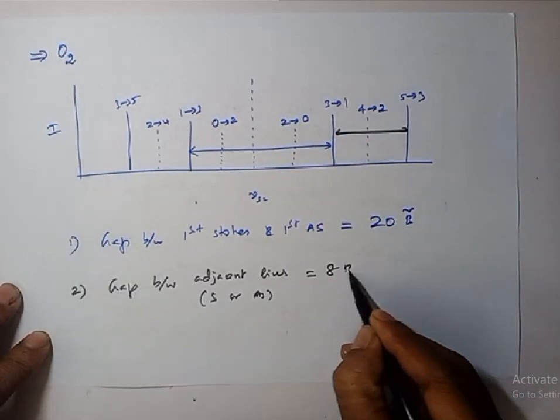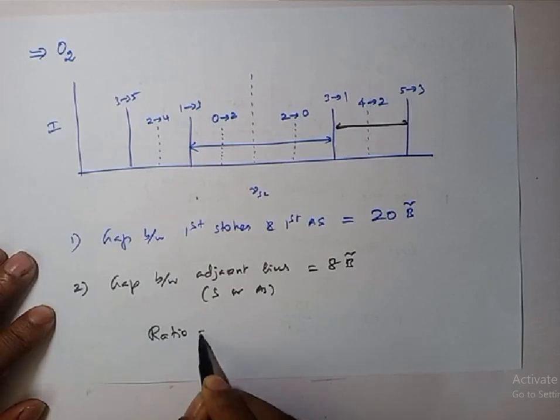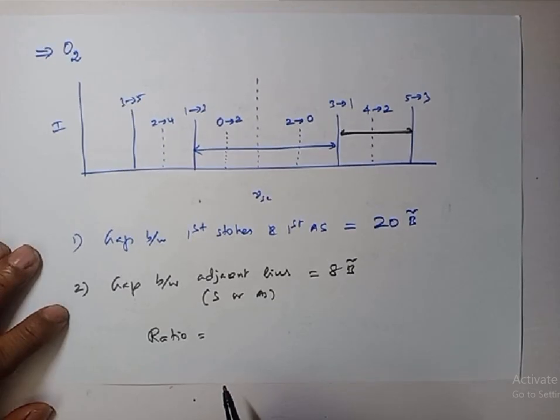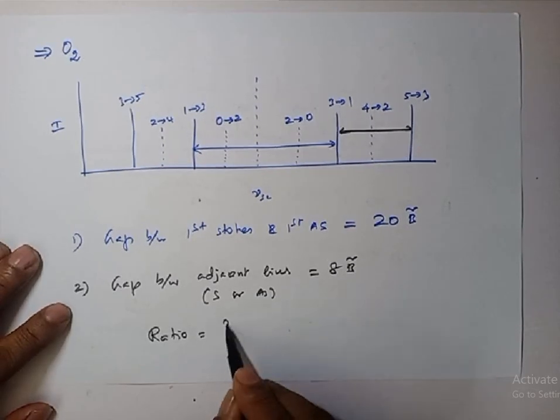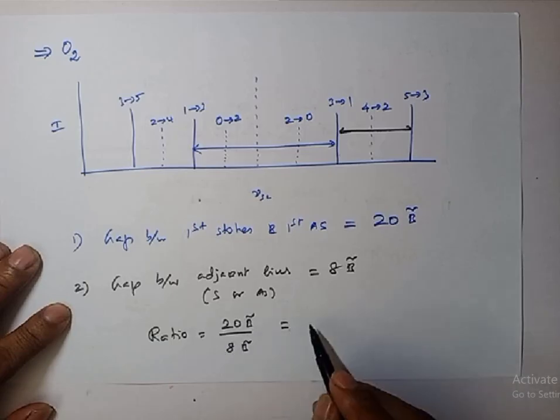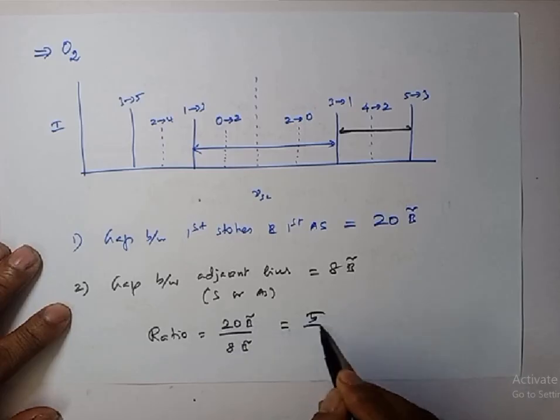Right? Now tell me what is the ratio? Ratio of this and this. This is 20B, this is 8B. 5:2. Okay. 10 by 4 or 5 by 2, correct?